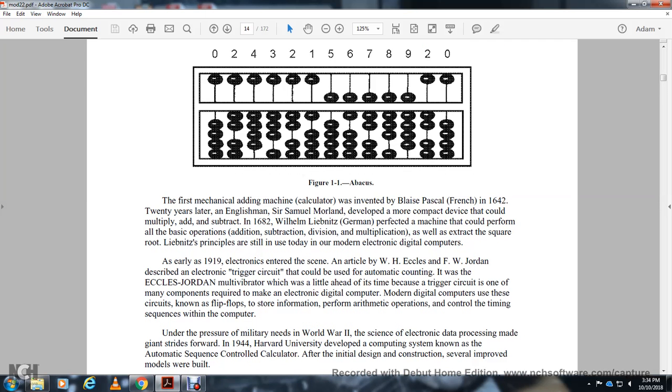The Leibniz principle is still used today in modern electronic digital computers. As early as 1919, electronics entered the scene with an article by W.H. Eccles and F.W. Jordan, which described the electronic trigger circuit that would give automatic counting, the Eccles-Jordan multivibrator. The trigger circuit is one of the many components required to make an electronic digital computer. Modern digital computers use a circuit known as a flip-flop to store information, perform arithmetic operations, and control the timing sequence within the computer.